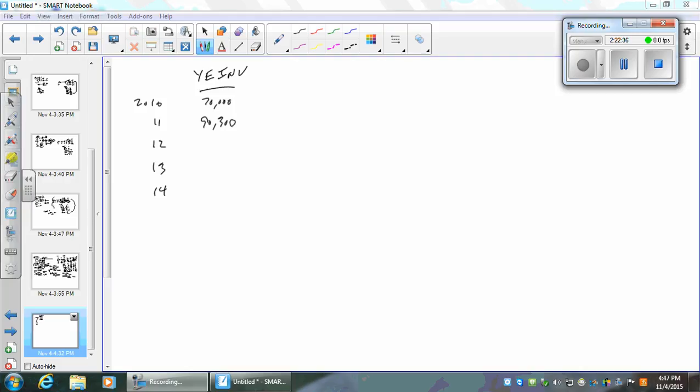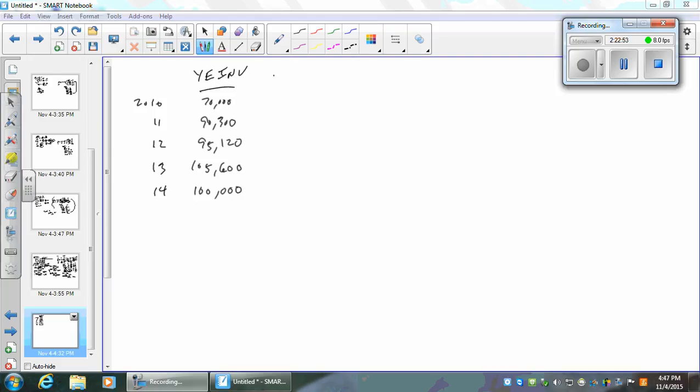You can do it right on the page in the book if you want. 95,120, 105.6, and 100. Okay? So in year-end dollars, that's what it would have cost.